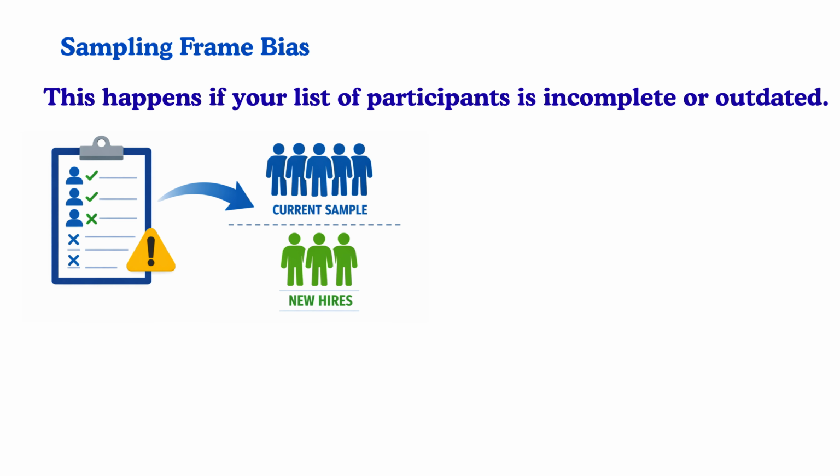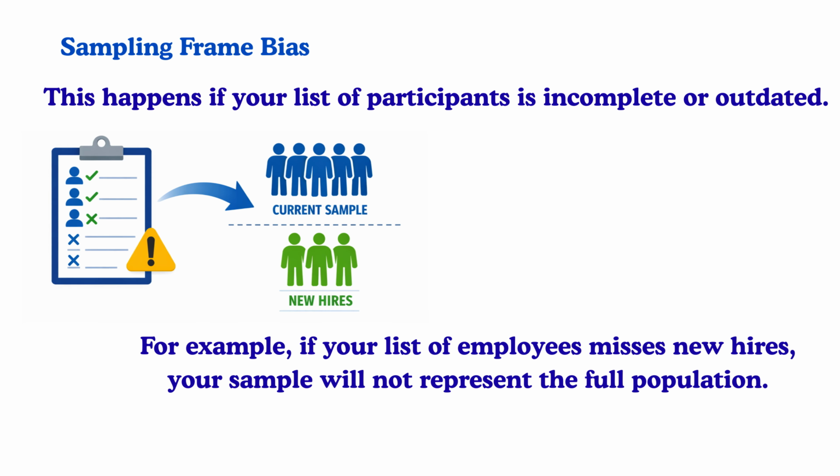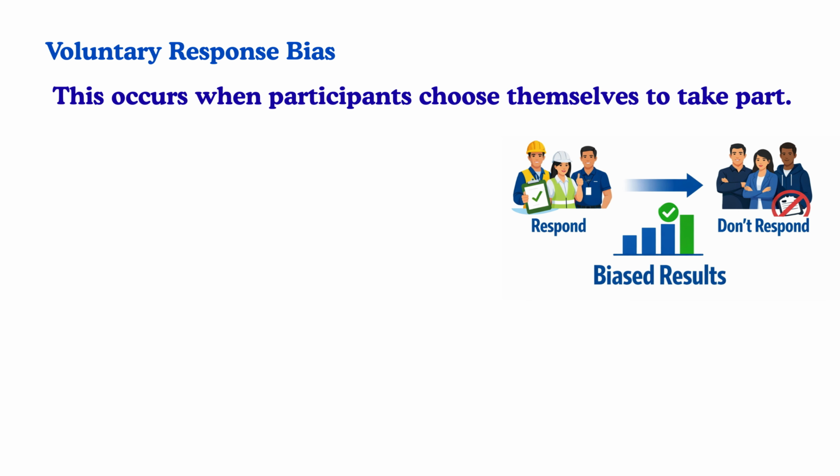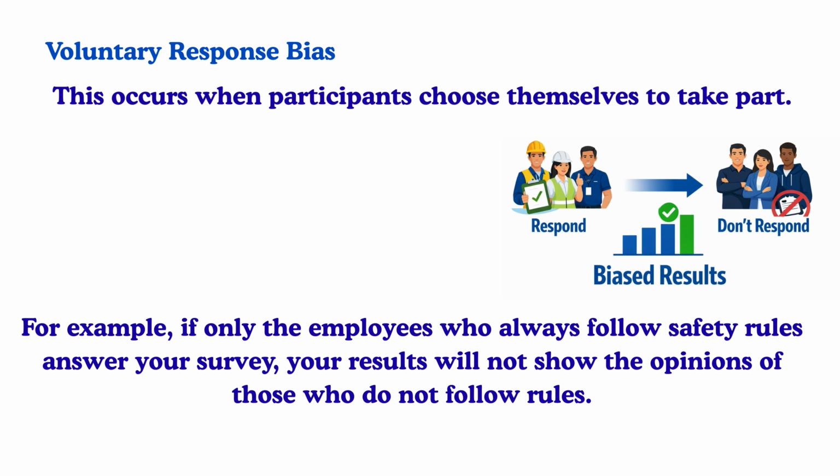Sampling frame bias. This happens if your list of participants is incomplete or outdated. For example, if your list of employees misses new hires, your sample will not represent the full population. Voluntary response bias. This occurs when participants choose themselves to take part. For example, if only the employees who always follow safety rules answer your survey, your results will not show the opinions of those who do not follow rules.